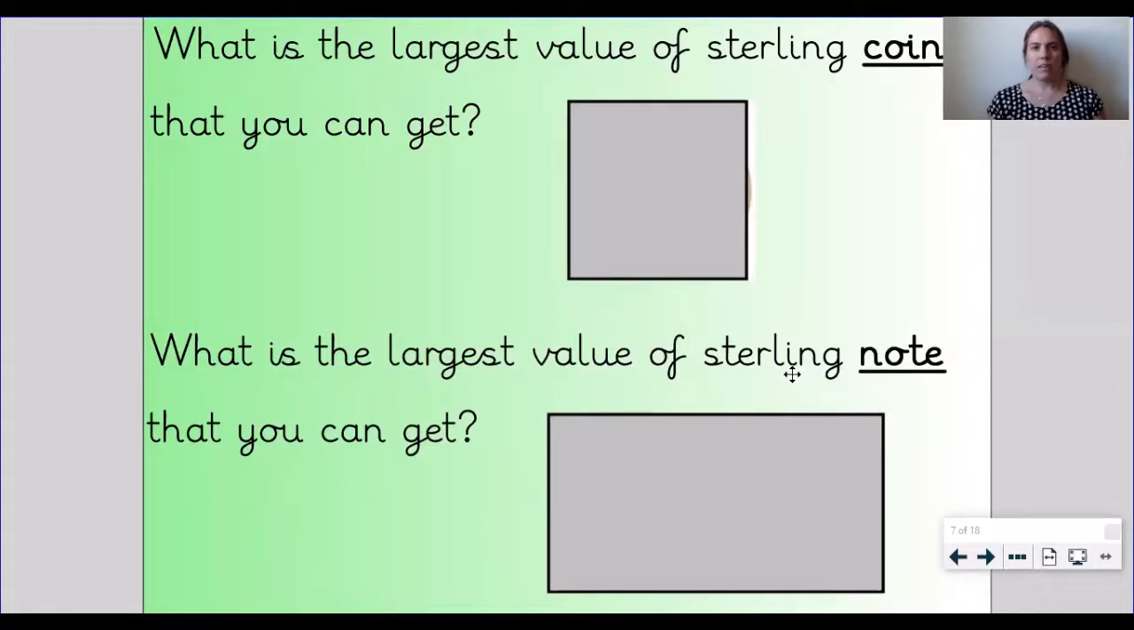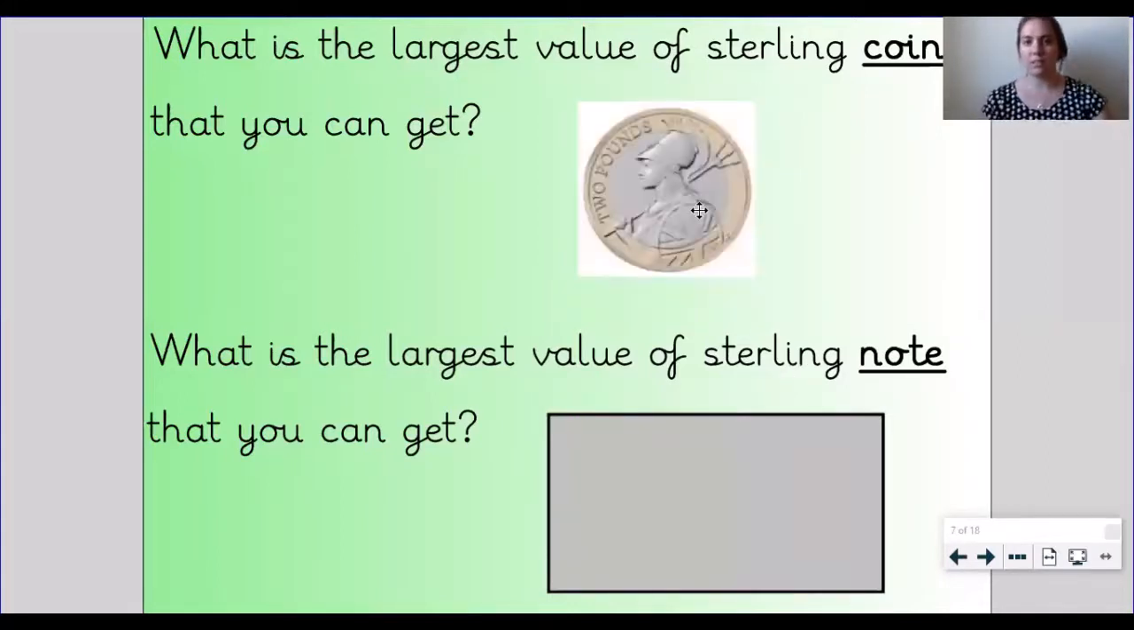Knowing what you know already, what is the largest value of sterling coin that you can get? What do you think? It's the biggest amount of money you can get in a coin. Don't think I can trick you on this one. Well done if you got this one right. That's £2. So the biggest one you can get is a £2 coin. If you want any more than that, you need more than one coin, or you need a note.